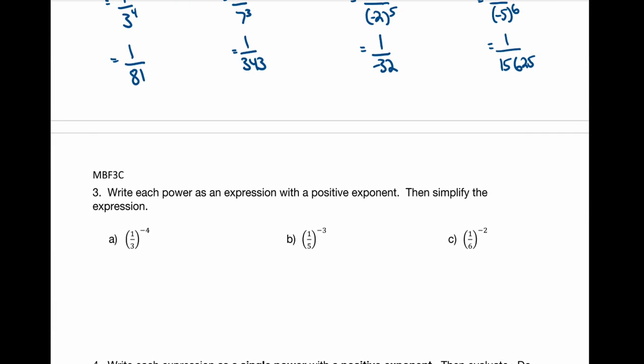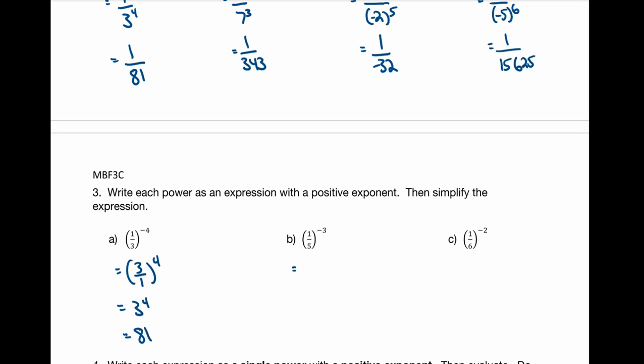Moving on to number 3, again, I want to do the exact same thing. I want to express or write each power as an expression with a positive exponent, and then simplify that expression. The only difference here is that now I have fractions. We're still going to treat it the same. When we have a negative exponent, if we want to get it positive, we have to flip our fraction or flip our base. In this case, 1 over 3 becomes 3 over 1, and the exponent changes to positive 4. This is just another way of saying 3 to the power of 4, which I can evaluate, which is 81.